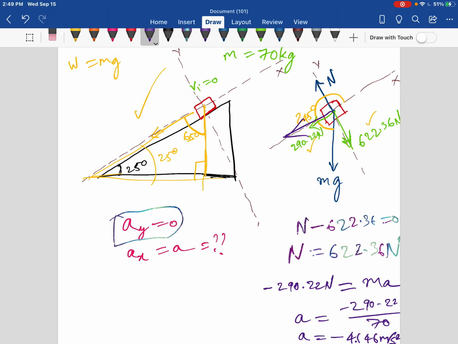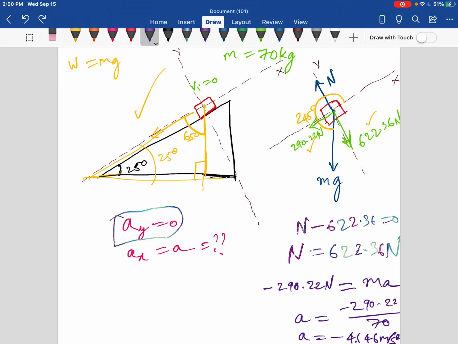If you take the right direction as positive, you'll get a negative value for acceleration, which is indicating the direction. Now if you take the left direction as positive, you'll get a positive value for acceleration, just telling you that yes, it is in the positive direction, and positive direction is to the left, so acceleration is also to the left. In both cases, it is giving you a value for acceleration of 4.146 meters per second squared, and it is giving you a direction: to the left.